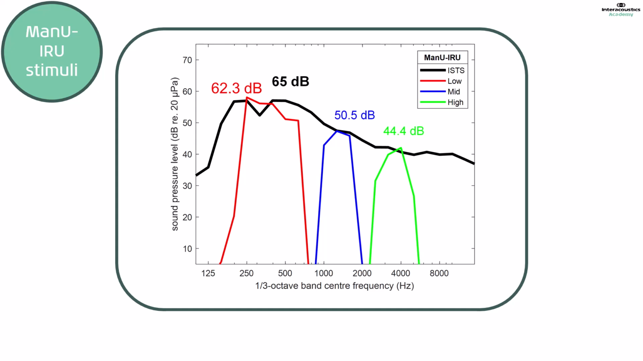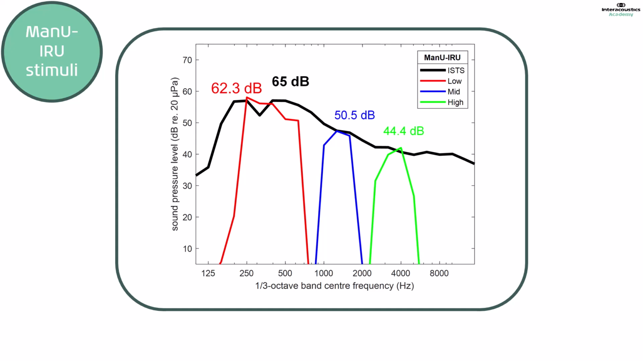What is important to note here is that this does not mean each of these stimuli is presented at 65 dB SPL. As we can see on the graph, the high-frequency stimulus, presented at a level of 65 dB speech reference level, actually peaks at just under 45 dB SPL. On first glance, this may seem as though this stimulus is being presented at an excessively quiet level, but this is the key to understanding the Manu-Iru stimuli.